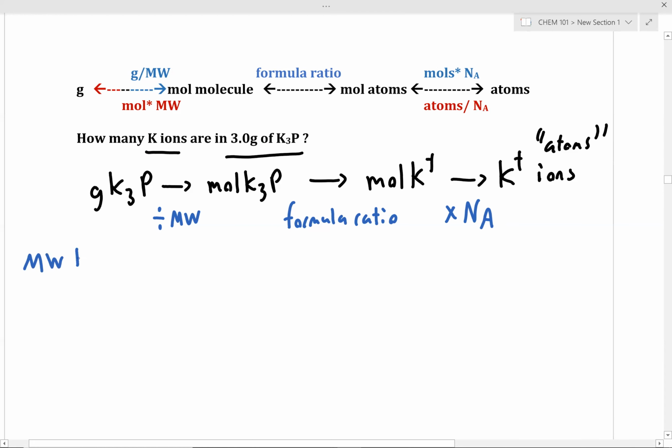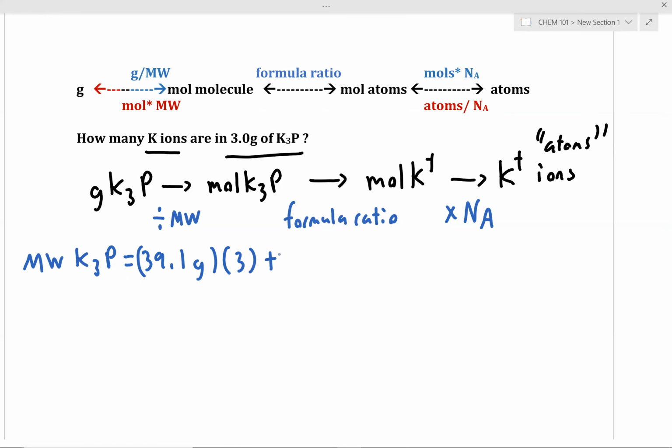And let's figure out the molar mass of potassium phosphide. Okay, so what's the mass of potassium, roughly? 39, yep. So 39.1 grams. And how many potassium atoms do we have? 3. Would someone like to volunteer? What's the mass of phosphorus from our periodic table? Yep, 30.97. We'll just round it to 31.0 to save space. And we have one phosphorus, so we're good to go.